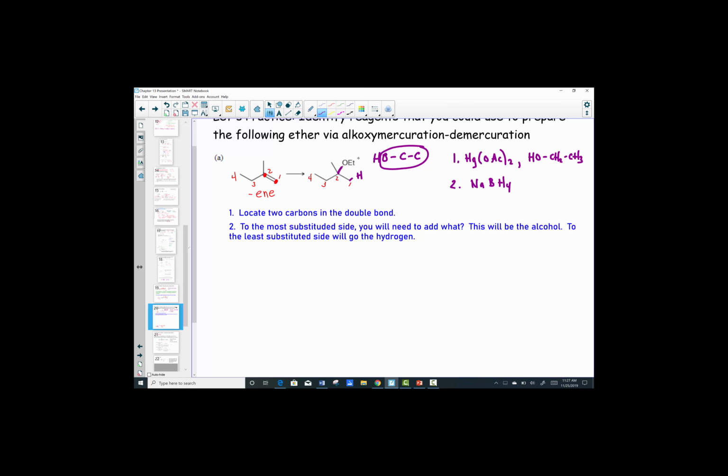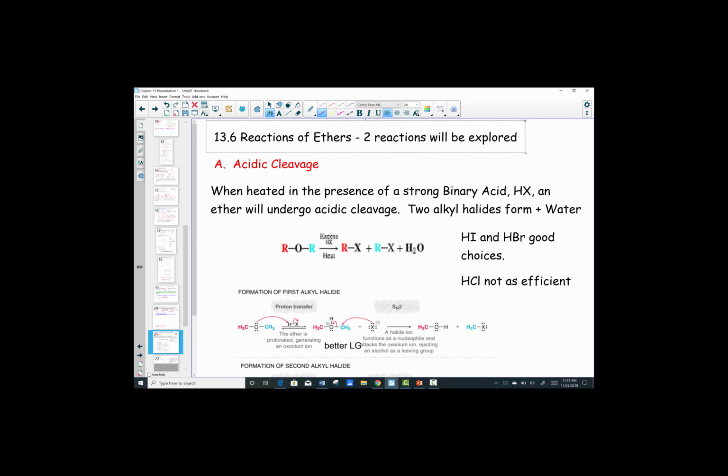Select the alcohol from the ether linkage present on the product side. Simple enough. In our last section, I'm going to talk about reactions of ethers, and 2 reactions are going to be explored. With these 2 reactions, we'll look first at acidic cleavage.